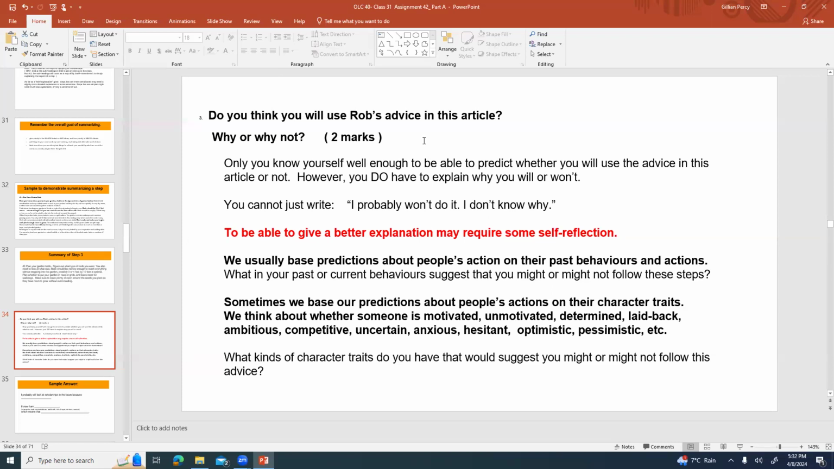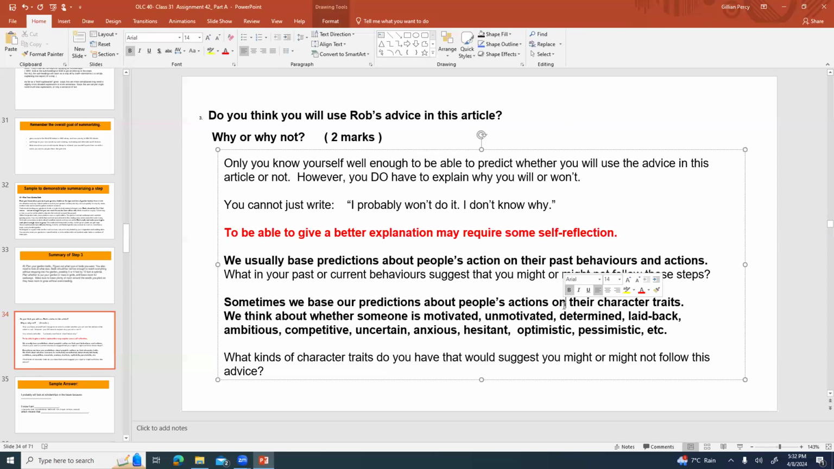However, sometimes we're looking at something that we've never done anything like before. So then we're basing our predictions upon people's actions or their character traits. We think about whether somebody is motivated or unmotivated, determined, laid back, ambitious, competitive, uncertain, hesitant, optimistic, pessimistic, that kind of thing. So what kind of character traits do you have that would suggest that you might or might not follow Rob's advice in this article about scholarships?